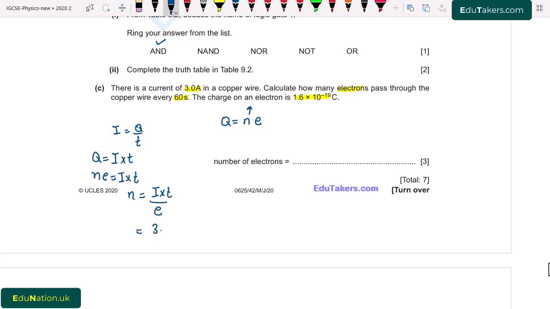I am putting values here. Current is given 3.0 multiplied by time is 60 seconds divided by E, that is the charge on electron, is 1.6 into 10 to the power minus 19. So after solving it, we get 1.1 into 10 to the power 21. So the total number of electrons will be 1.1 into 10 to the power 21.